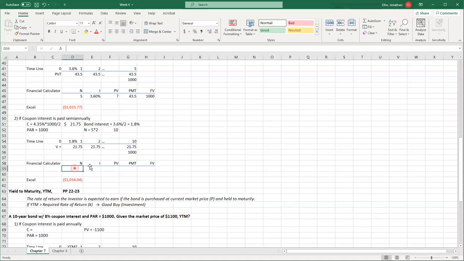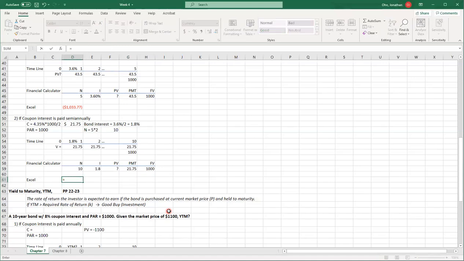So this is your bond intrinsic value. Financial calculator again. N should be 10. I is 1.8%. PV, that's a question mark. And then PMT is $21.75, and then $1,000 for future value. Given these four components, you calculate the present value. All right.